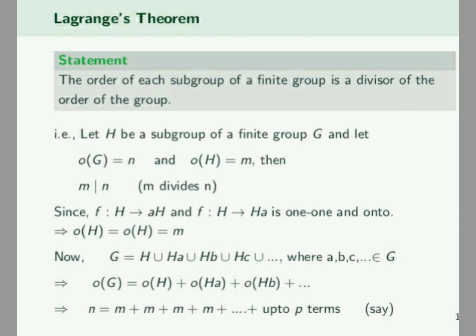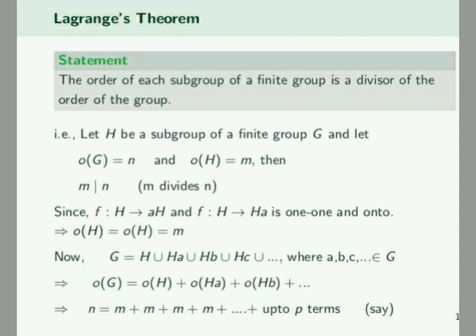Since H and G are finite, the number of distinct right cosets of H will be finite, say P. The union of the P distinct right cosets of H is equal to G. Now G equal to H union HA union HB up to P terms, where A, B, etc. belong to G. Next, taking order on both sides, we get the result order of G equal to order of H plus order of HA plus order of HB.